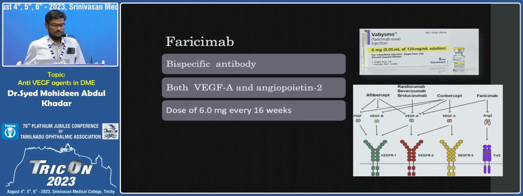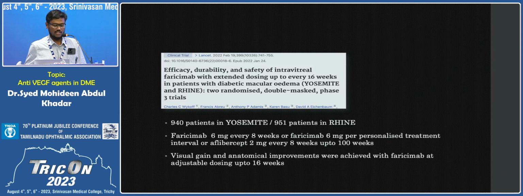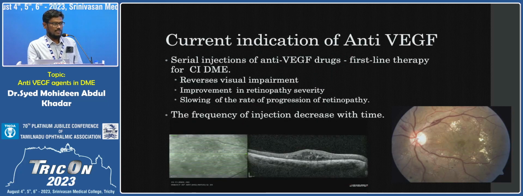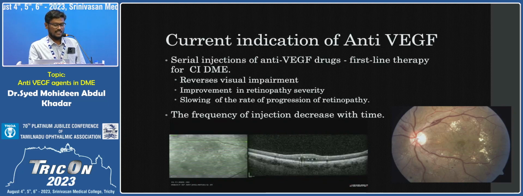And another molecule like faricimab is a bispecific antibody which inhibits both VEGF-A and angiopoietin-2 also. And the importance of this drug is that injections can be given at 16 week intervals. The recently concluded YOSEMITE and RHINE studies have clearly shown that the interval can be adjusted up to 16 weeks.